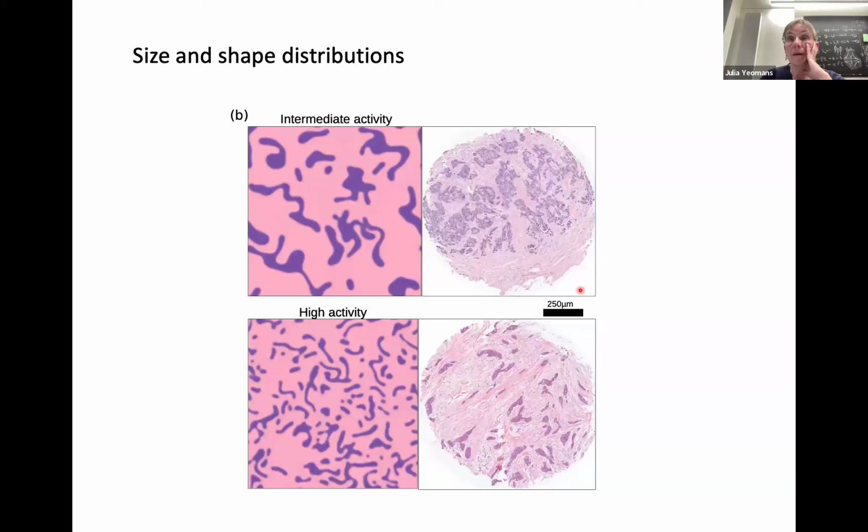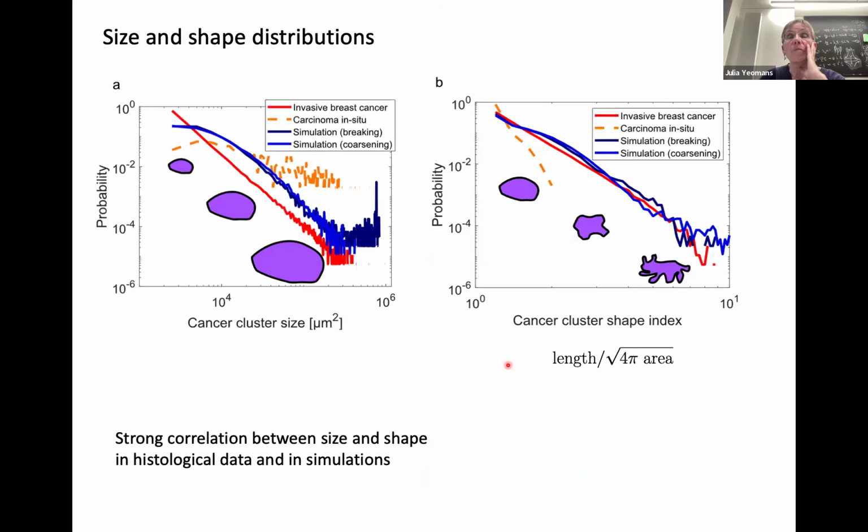So this is medical data. These are our simulations. Of course, we don't know the activity here, so we're guessing that intermediate activity matches that. We're guessing with high activity, seems to give us smaller clusters, matches that. So can we get better data? And this is my essentially last slide. This is the sizes that we get. This is the cancer cluster size, and this is the probability of different sizes.